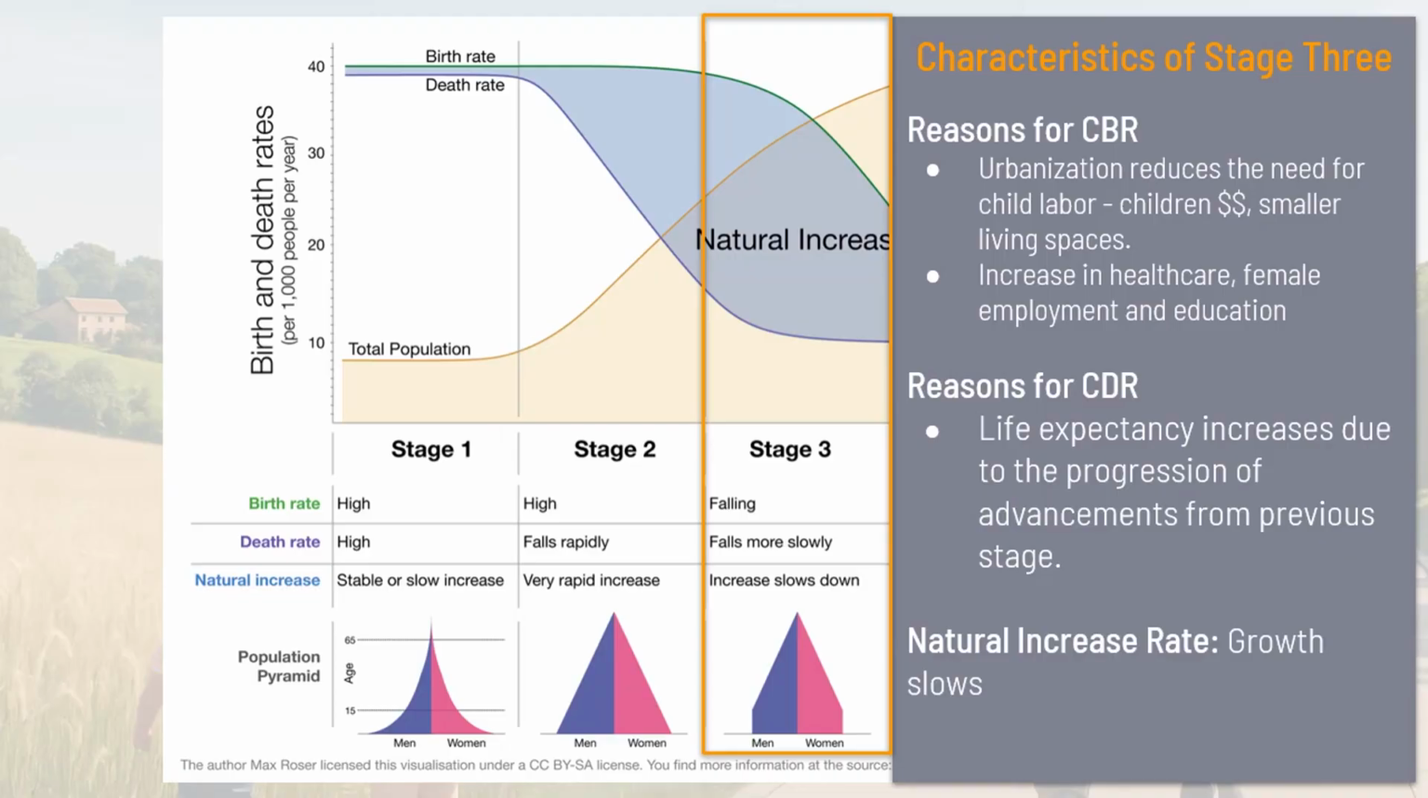This combination means the natural increase rate slows, even though the total population is still growing. On the chart, notice how the gap between birth and death rates narrows. The population pyramid also starts to shift. Still youthful, but not as extreme as in stage 2. Stage 3 is basically when societies move from baby boom to okay, maybe just 2 kids and a dog.